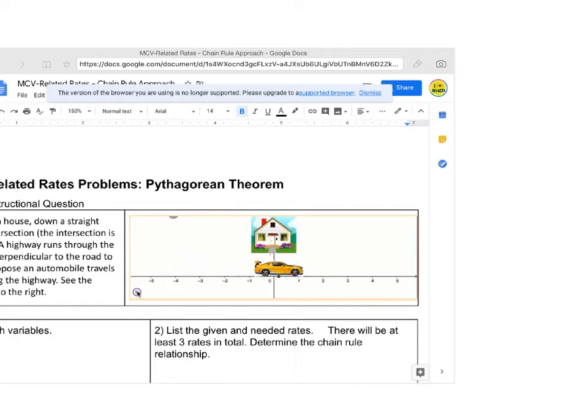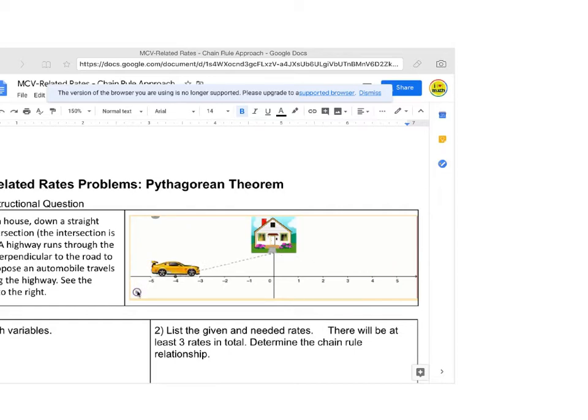And we want to find out how quickly this distance here, the distance from the house to the car, is changing when it gets 3 kilometers to the right of the intersection. Okay, so it's driving along here at 80 kilometers an hour, constant speed. That distance is 2 kilometers. And what is that rate of change of distance? So how is the hypotenuse lengthening? What rate is the hypotenuse lengthening when it's at 3 kilometers?